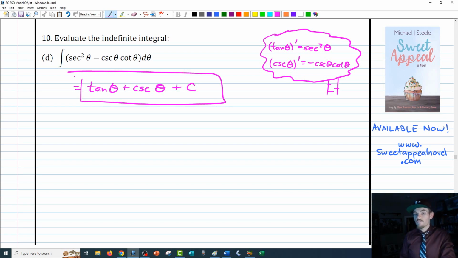So there is our antiderivative. Here there wasn't any sort of intensive use of substitution. It was recognizing derivative rules and knowing what to do with them. Very important skill for sure.